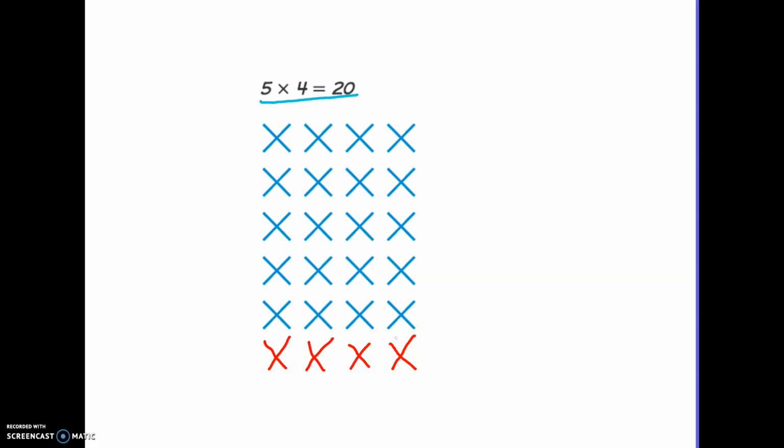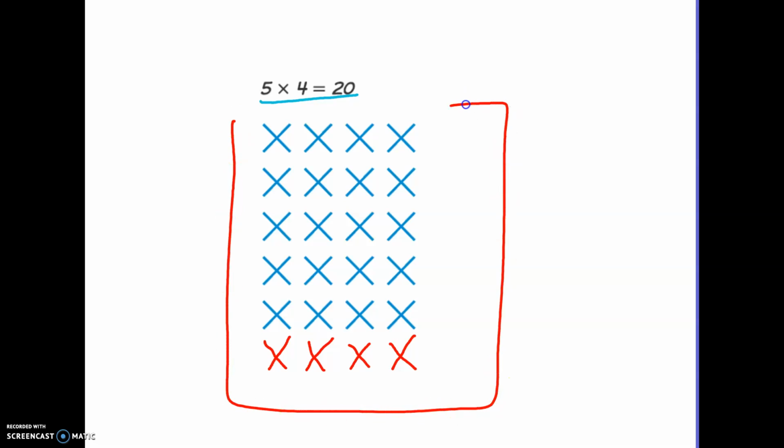Okay. Now how many rows of chairs did I add? I added 1 row. And how many chairs are in that row? There are 4 chairs in this row. Now, how is this new array different from the 5 by 4 array?